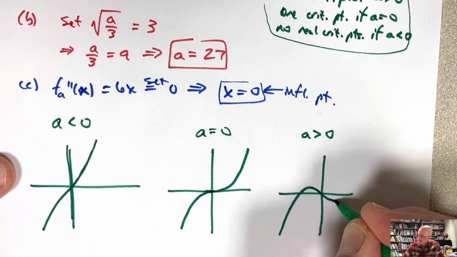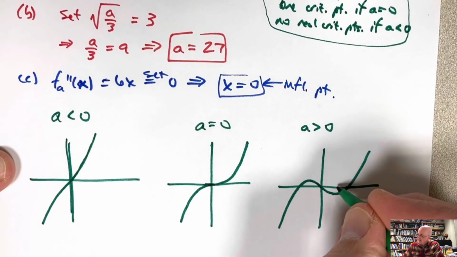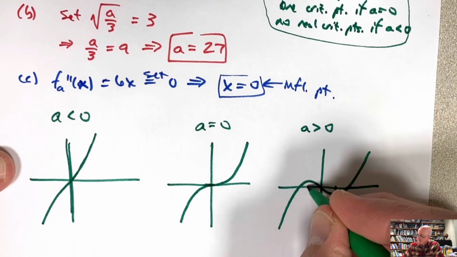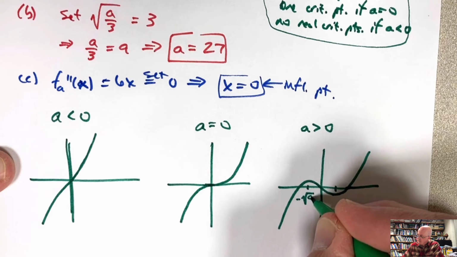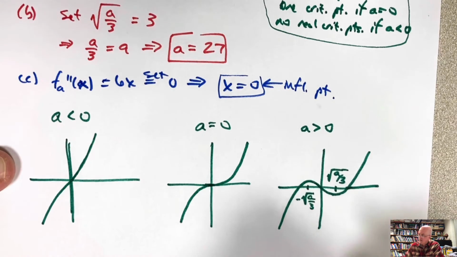It's going to look something like this. It is going to be an odd function. It's going to have origin symmetry. The critical points are negative square root of a over 3 and positive square root of a over 3. You can see it's a local max at negative square root of a over 3 and a local min at positive square root of a over 3.